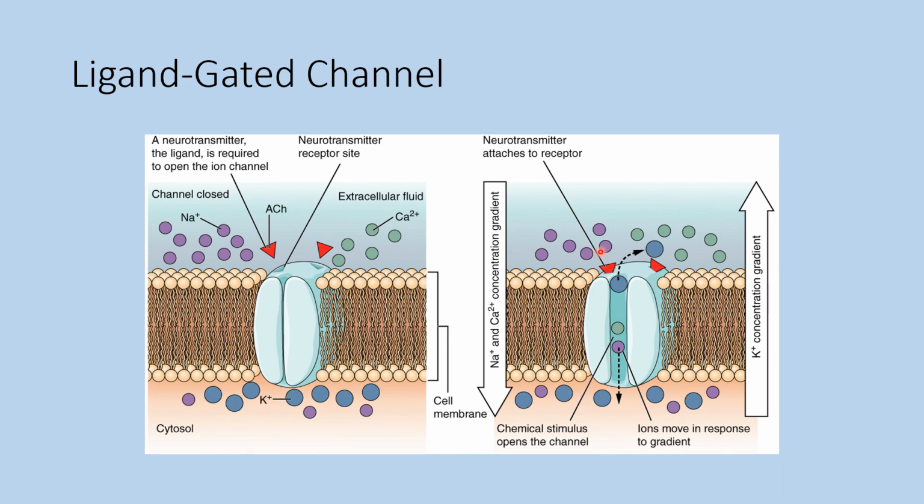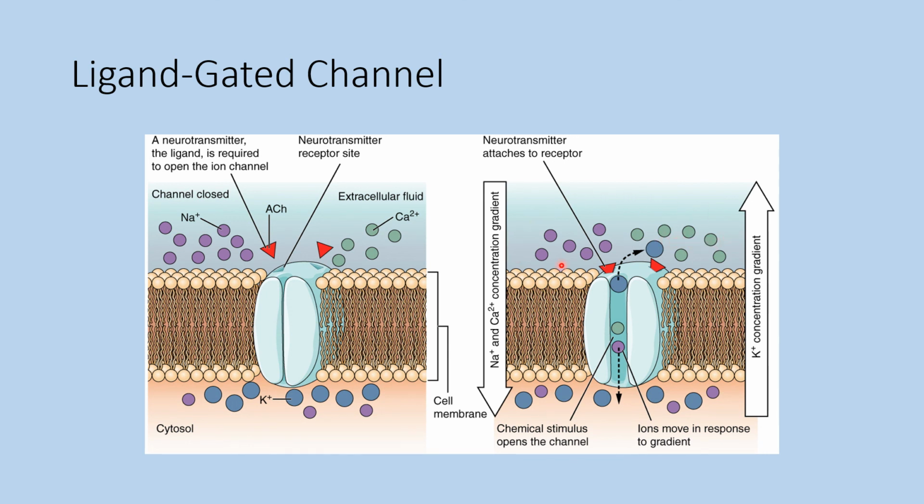And here, in this case, it's showing the acetylcholine, but you bind a neurotransmitter, which is a ligand. A ligand is just another molecule. When you bind it, when you put the key in the keyhole, it opens the door. And now look out here. You've got calcium out here. You've got sodium out here. You have potassium inside.